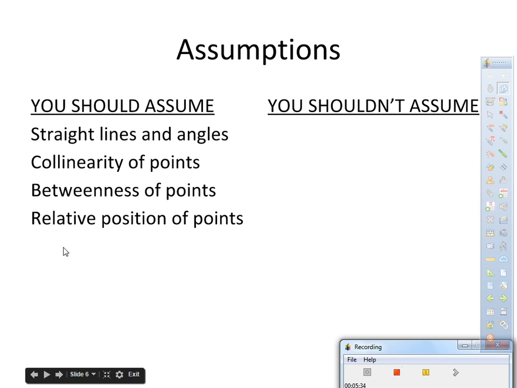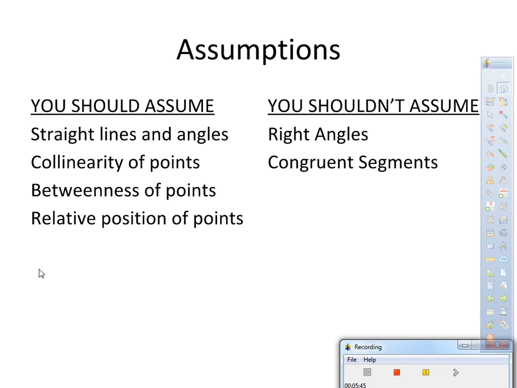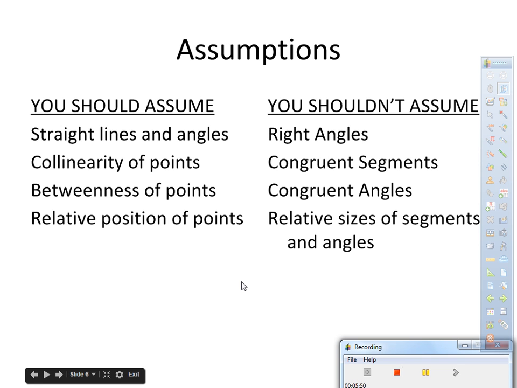Here are things that you should not assume in this class. Do not assume that things are right angles, even if they look like right angles. Don't assume that things are congruent, whether they are segments or angles. And don't assume that one segment is bigger than another just because it looks bigger. You should not assume that lines are parallel.